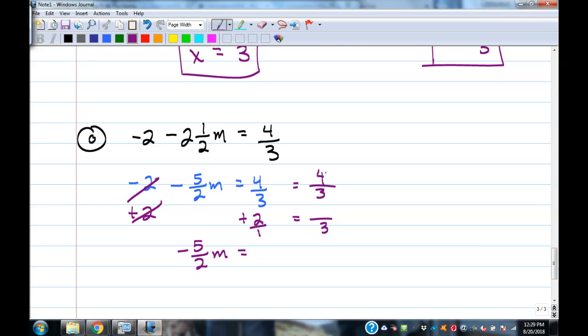Well, how do I change 2/1 into something over 3? I multiply bottom and top by what? By 3. 3 times 1 is 3. 2 times 3 is 6. And I'm adding, so 4/3 plus 6/3 would be 10/3.